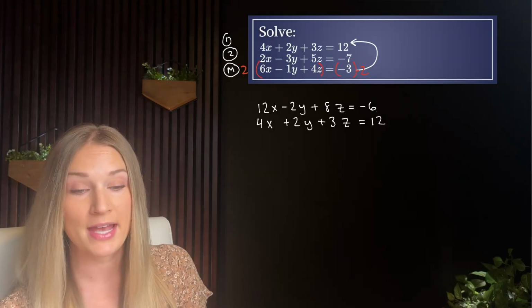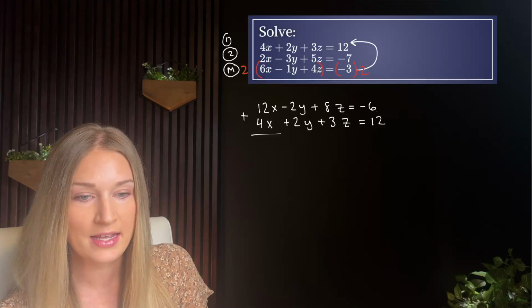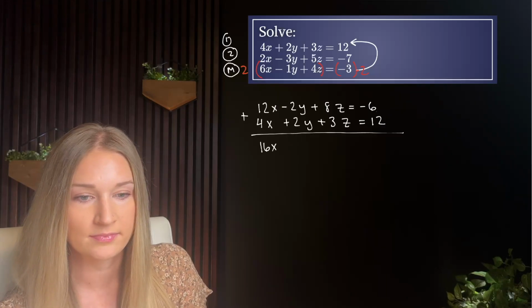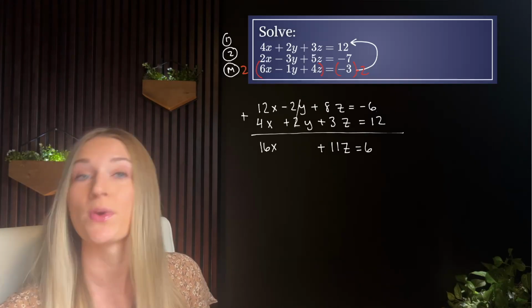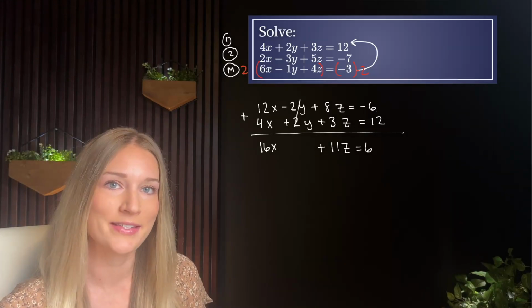Since I have those additive inverses, I add, and those y's will cancel. So now I have a new equation with only x and z, the y's have canceled.